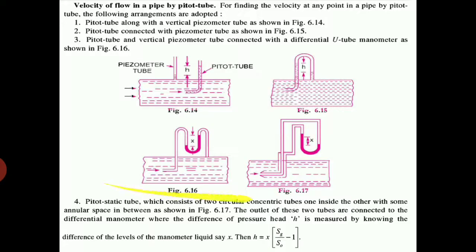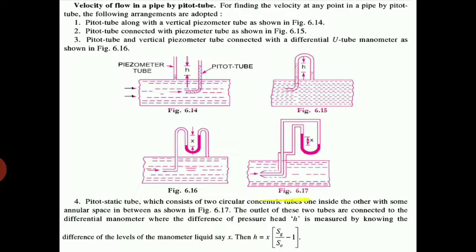Now in these next two arrangements we can see that the Pitot tube is connected to a differential U-tube manometer. Now in this the differential U-tube reading is calculated, which is x, and it is substituted in the formula of h is equal to x into bracket Sg upon S0 minus 1.